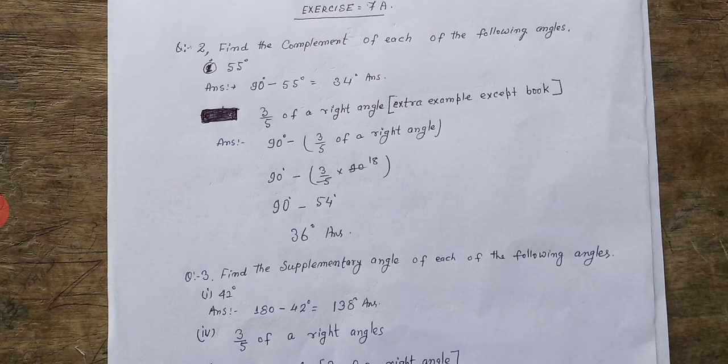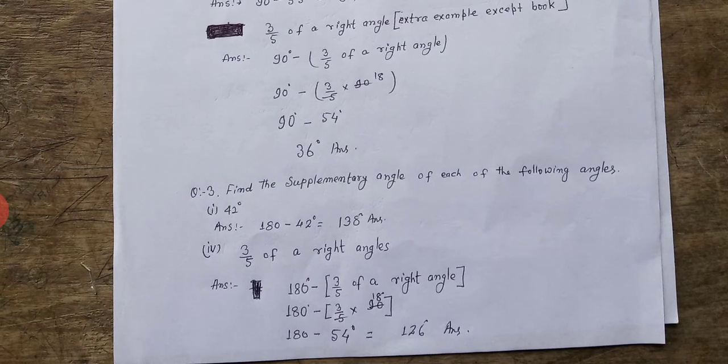Now question number 3, find the supplementary angle of each of the following angles. One of them is given to you, 41 degree. Now the answer will be 138 degree. When 42 degree is subtracted from 180 degree, then you will get 138 degree. This is the supplement angle.